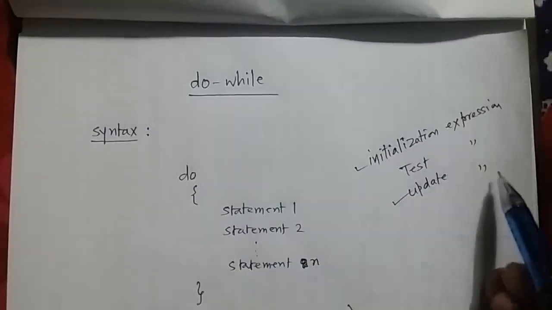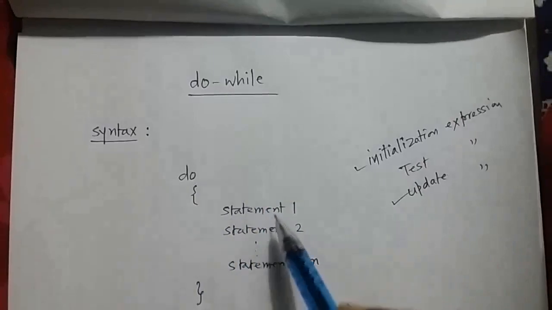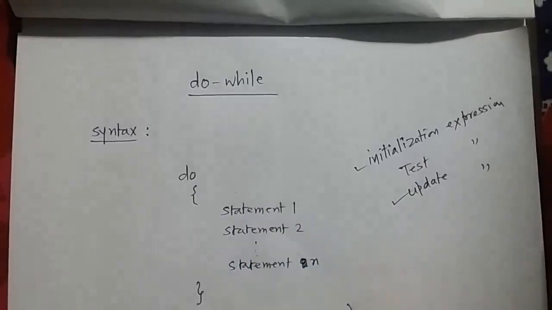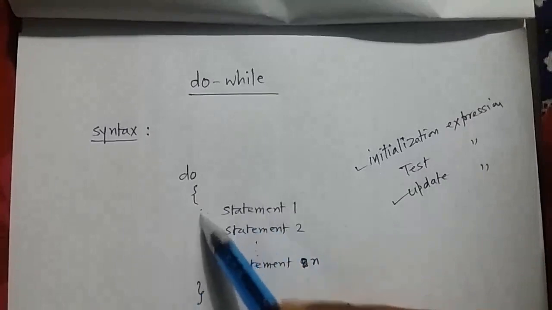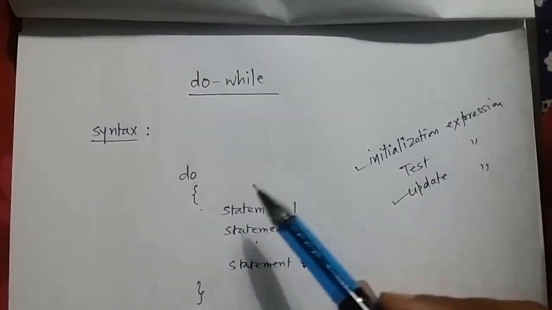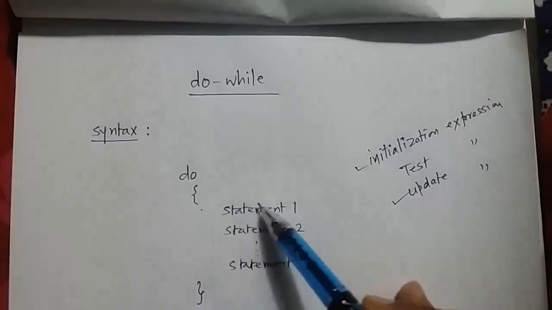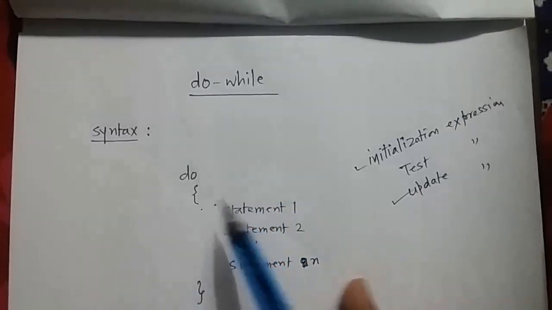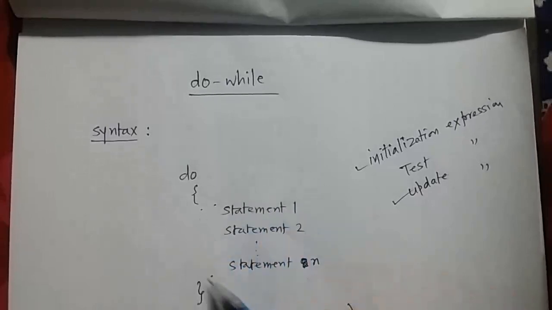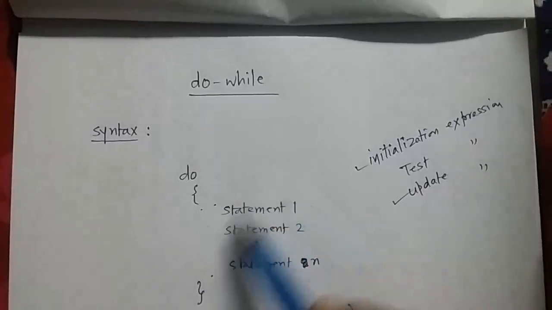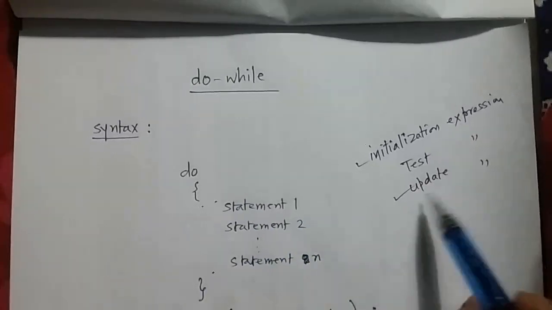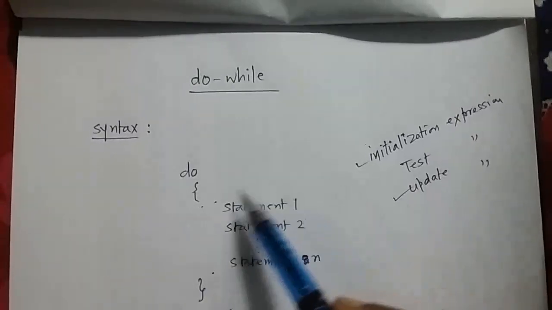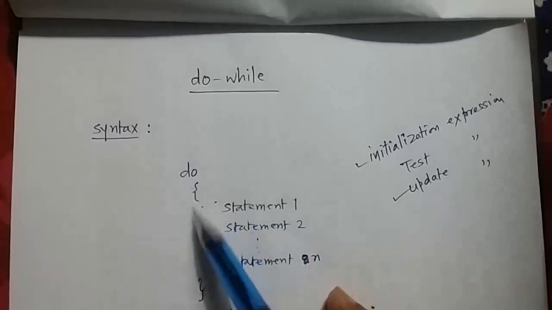And what about this update expression? Update expression is here actually. Update expression is used in do while loop. But where is it? It is used inside the do block. Now update expression can be used just after the start of the do block, or maybe just before the end of the do block. So it can be used here or it can be used here. So that's why we cannot specifically indicate update expression here. So update expression is actually one of the executable statements included inside the do block.